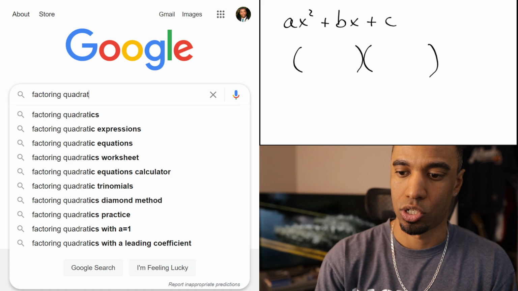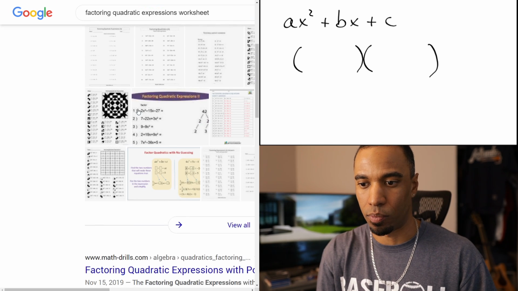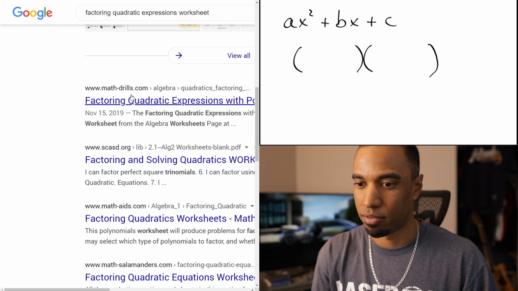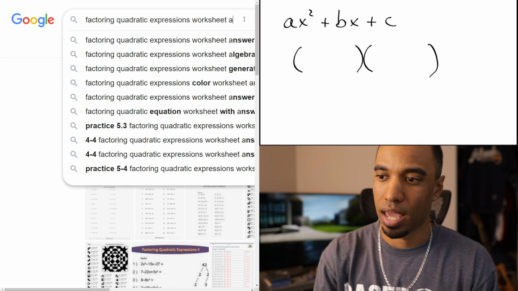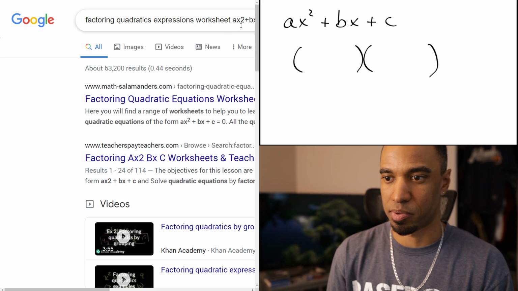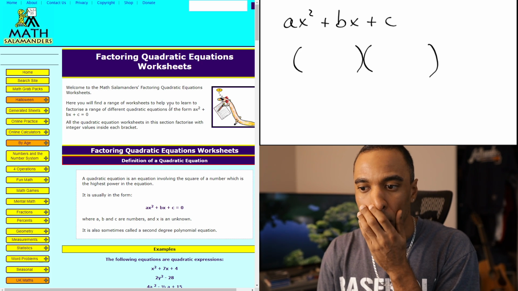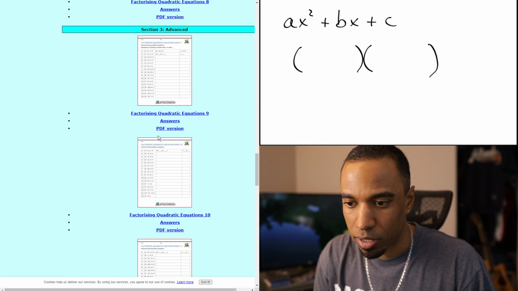Factoring quadratic expressions worksheet. I don't want to do the one I did before. I don't want to use that. That's something you guys have. So let's see what this has. Oh, I want some ax squareds, by the way. Hang on. Let's see if this has ax squared plus bx plus c. Let's see if this does anything for me, because I want to make sure they're the big ones. These don't look like the big ones here.